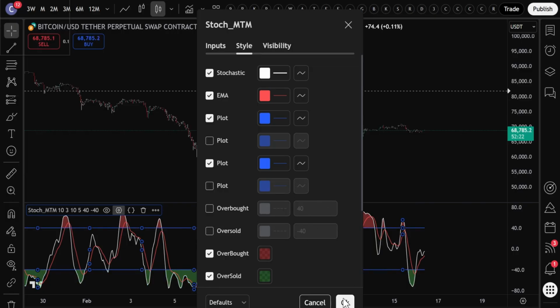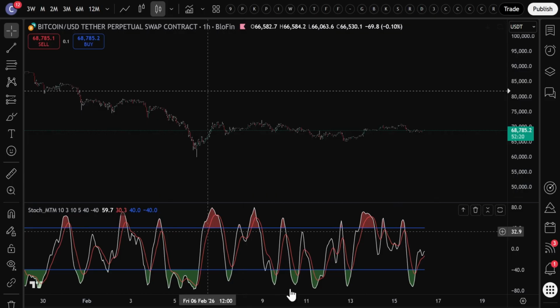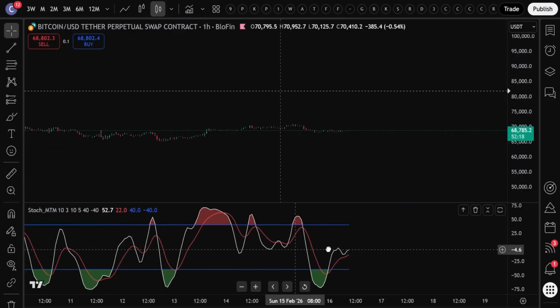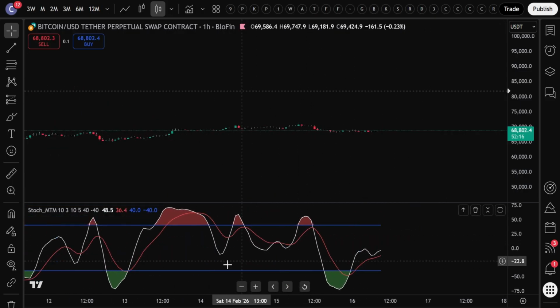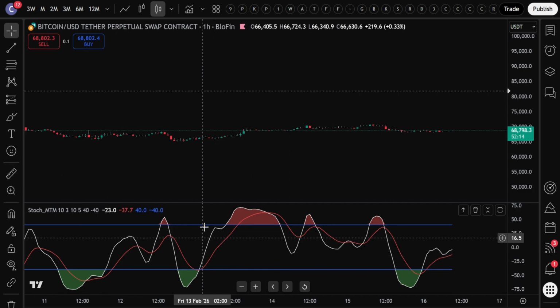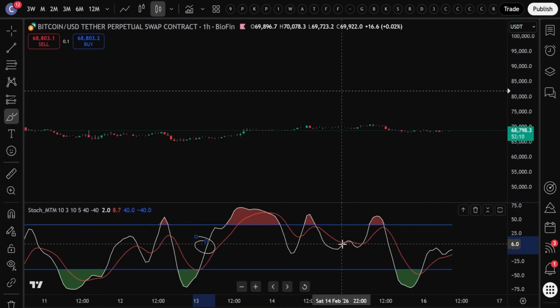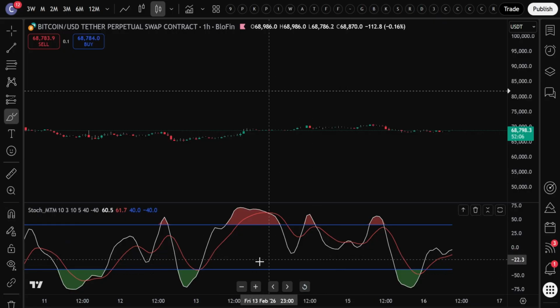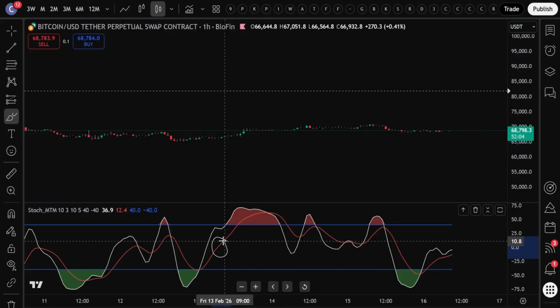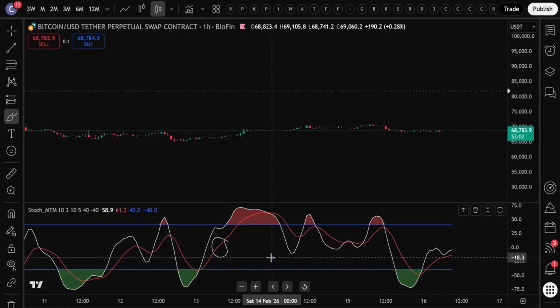This cleans up the chart and makes it way easier to read. This indicator consists of a few key components. First, you can see this white line called the stochastic oscillator. Its main purpose is to find the position of the current price in relation to a recent range. Then you have this red line, which is an exponential moving average, or EMA.